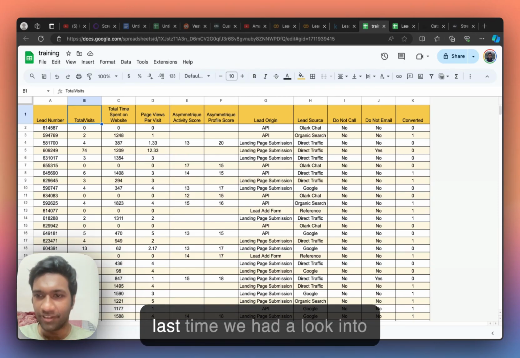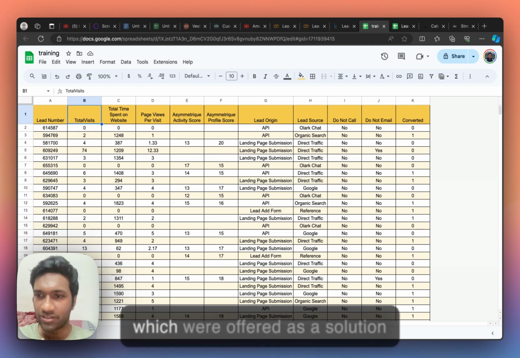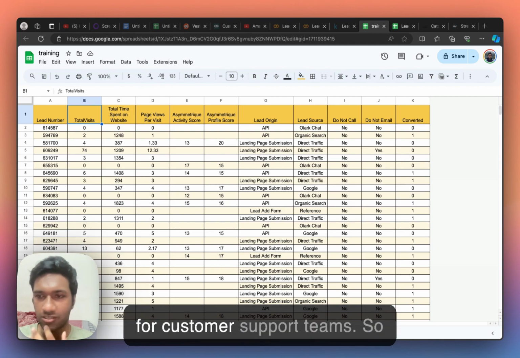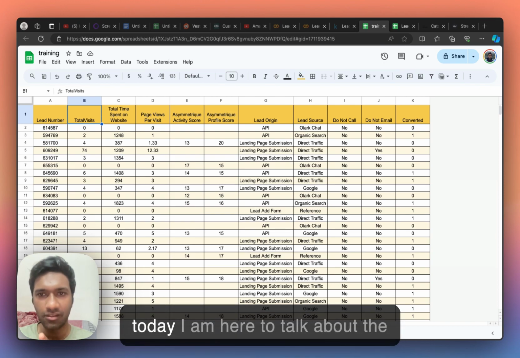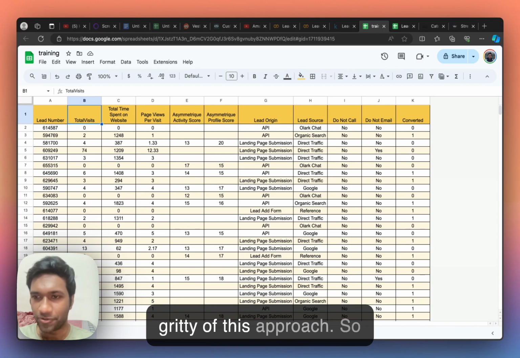So last time we had a look into Samvad and Vani Labs, both of which were offered as a solution for customer support teams. So today I'm here to talk about a sales use case. So let me talk about the problem statement before I even get into the nitty-gritties of this approach.